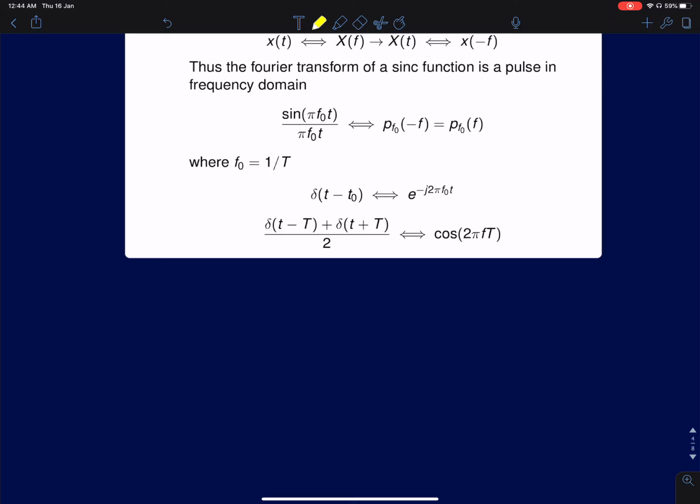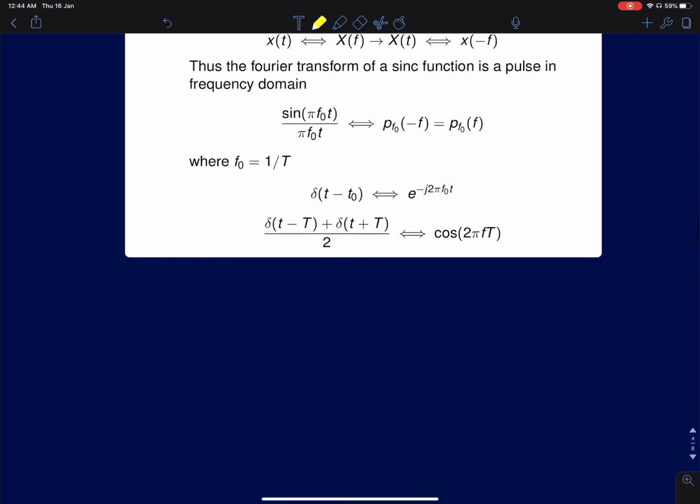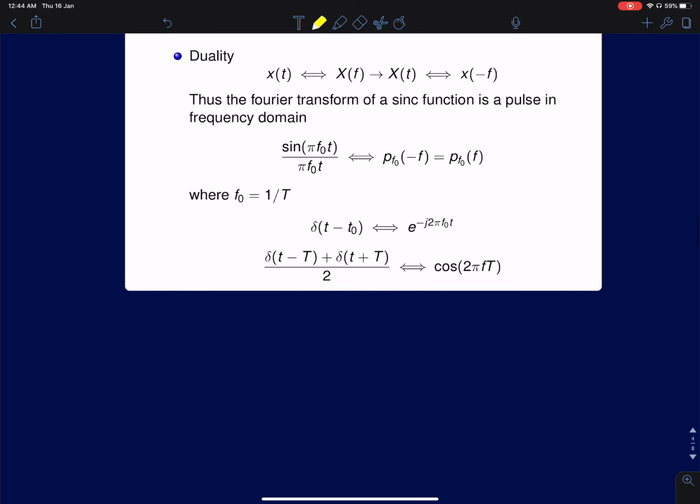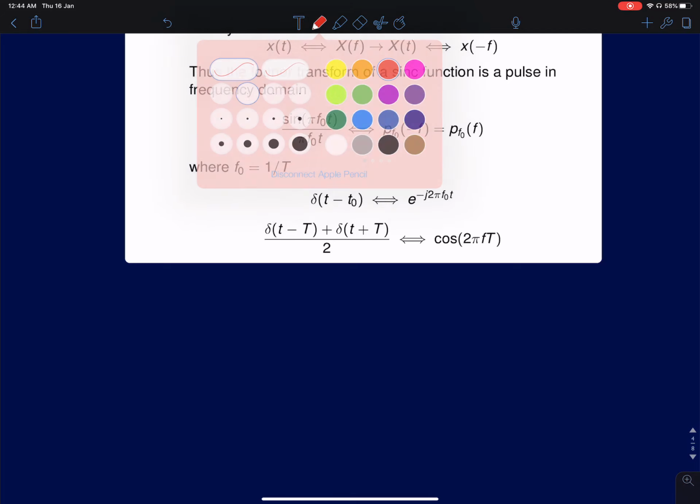And the next result, again, we use the Fourier transform properties. There is something called the frequency shifting property: if I have a signal and I multiply it in the time domain by e power j 2 pi f naught t, you will be shifting it in the frequency domain.